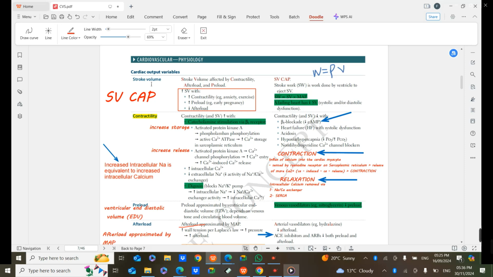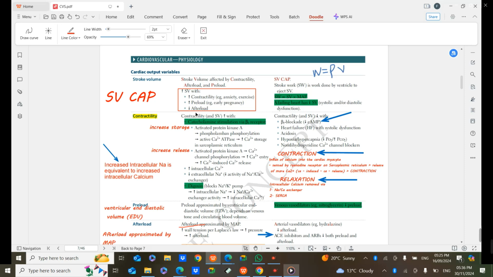Let that beating be more aggressive. Let it be more powerful. So if you increase contractility, the heart will contract more and push out more blood. So increase in contractility will help. The blood that the heart is pumping out is the same blood that is loaded on the heart. If we load more, the heart will push more out. So increase in preload.